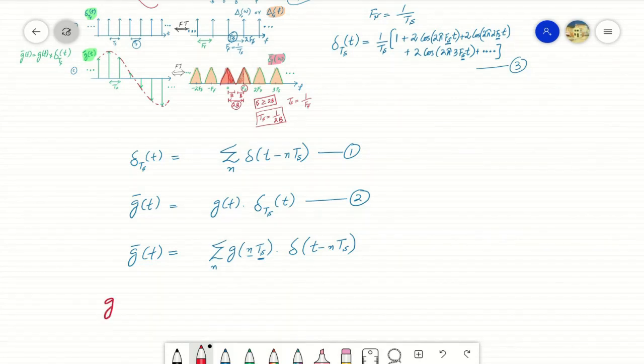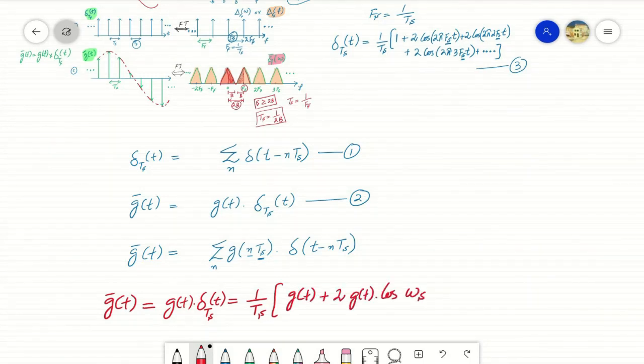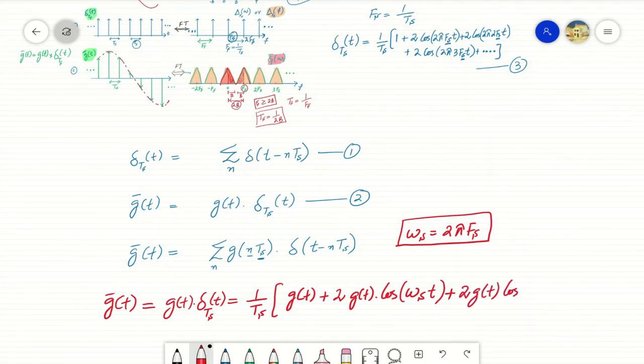For example, g bar of t can be represented as, that is g of t being multiplied by this impulse train signal, equals, by substituting equation 3 in equation 2 here, 1 over Ts, g of t multiplied by 1 will be equal to g of t, plus 2 g of t into cos of omega s t, where omega s is equal to 2 pi fs, plus 2 g of t into cos of 2 omega s t, plus 2 g of t into cos of 3 omega s t, and so on.